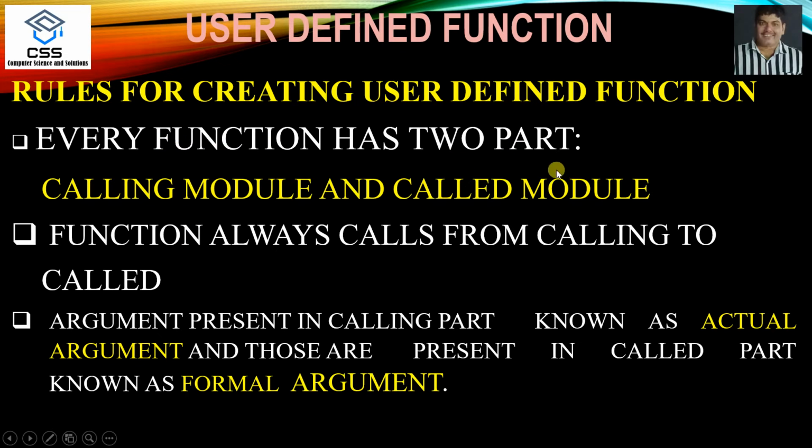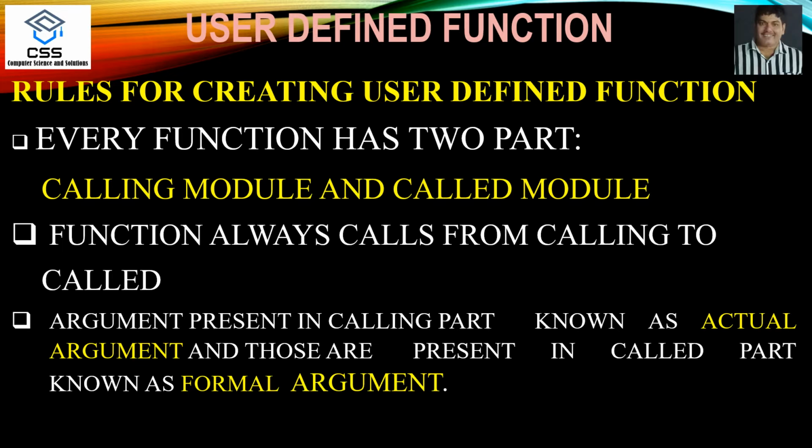Every function has two parts, calling part and called part, or calling module and called module. A function always calls from calling to called. How do you know which is calling, which is called? The function beside which the semicolon is there is the calling module. The function where there is no semicolon but a block of statements to be written within two curly brackets, that is known as your called function.